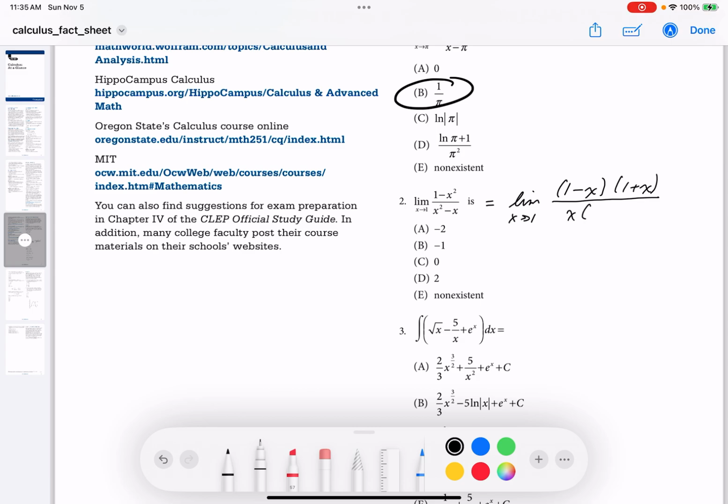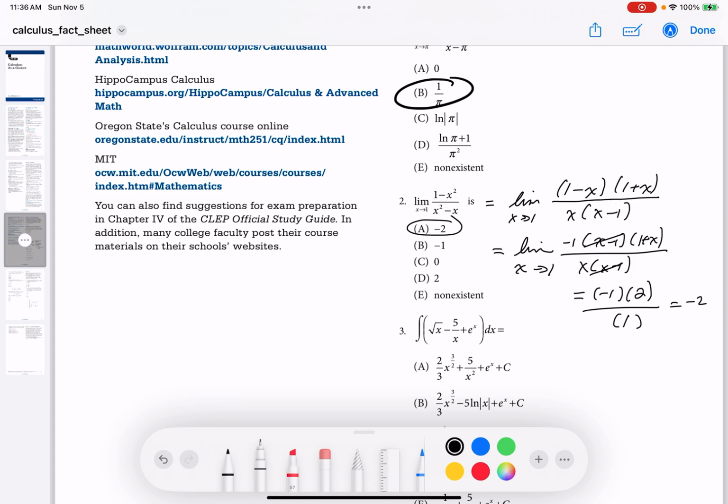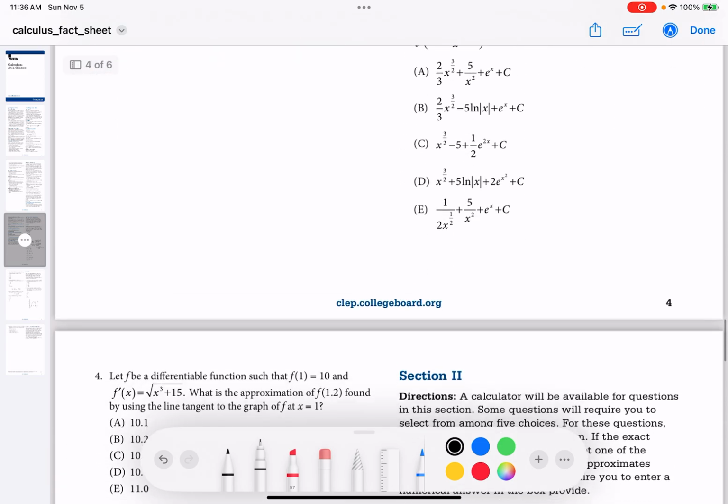The bottom would factor to be x times x minus 1. Now that's a little strange, but I'm going to factor out a minus 1 from the first factor on top. If I factor from the first factor, I'd get x minus 1, and then 1 plus x. What do you get in the bottom? x minus 1. This cancels off because x is not 1. That's what the limit says, by the way. Then I use the limit laws. You get minus 1, and 1 plus 1 is 2, and at the bottom you get 1. So you get minus 2. Is that answer listed? It's answer choice A. Let's take a look at the key.